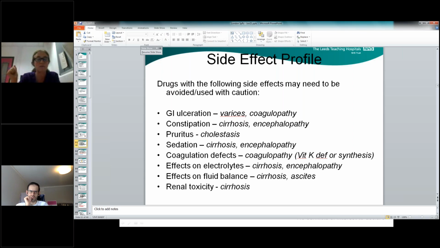Our cholestatic patients may have itch related to their cholestasis, to bile acid deposition in the skin. And so we don't want to give drugs that we know can cause pruritus as a side effect because that might just make it worse. Again, in our cirrhotic patients who are either at risk of becoming encephalopathic or who are already encephalopathic, we need to be super careful about drugs that cause sedation. And that's the obvious things, like drugs intended to cause sedation, but also things that are a bit less obvious.